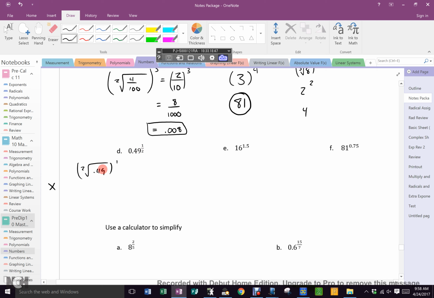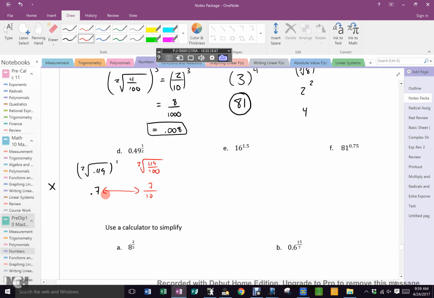What is the square root of 0.49? 0.7. Why? Because 7 times 7 is 49, and I need 2 decimal places, don't I? So it must be 0.7, yes? So this is 0.7. The other way you could have done it is this. Square root of 49 over 100, correct? Square root of 49 is 7. Square root of 100 is 10. 7/10 is 0.7.